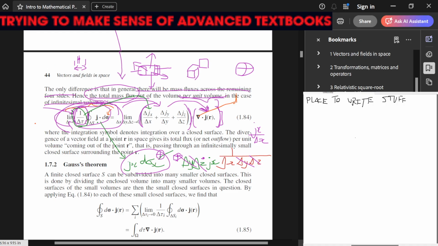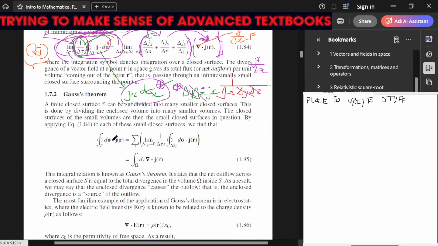The del. It seems that del and d and delta are used kind of interchangeably, maybe. So del del x jx, del del y jy, del del z jz, QED. I forget what this means, but we move.